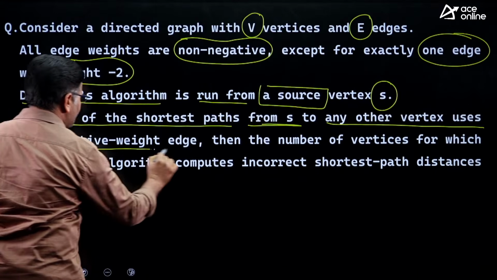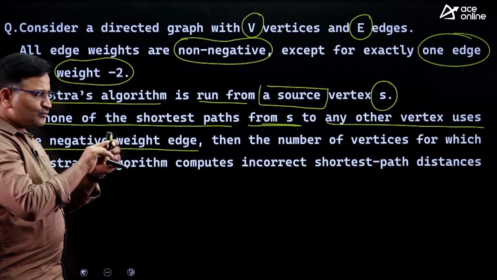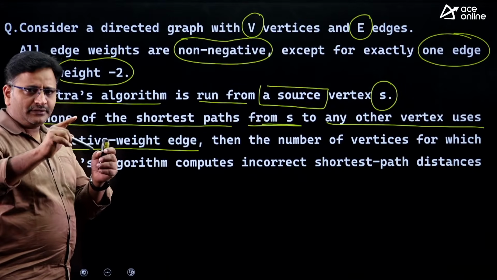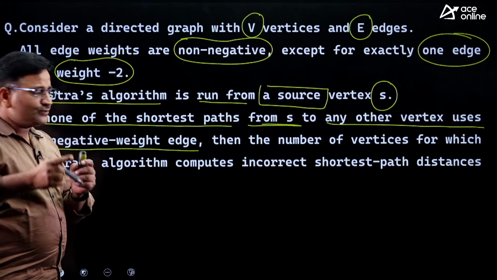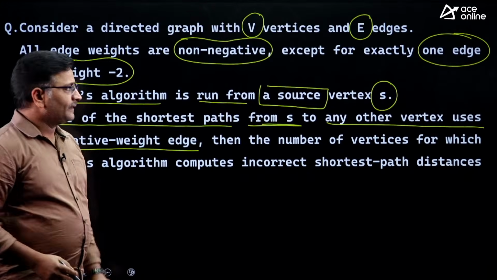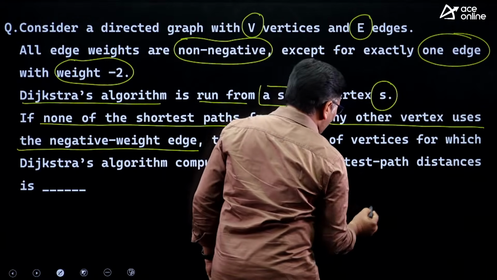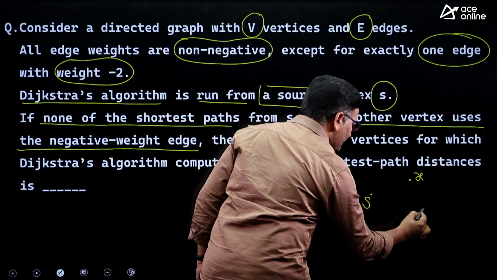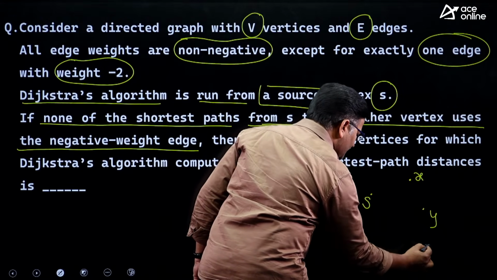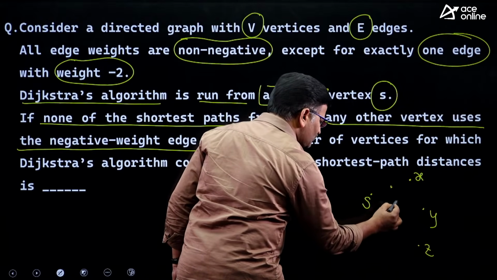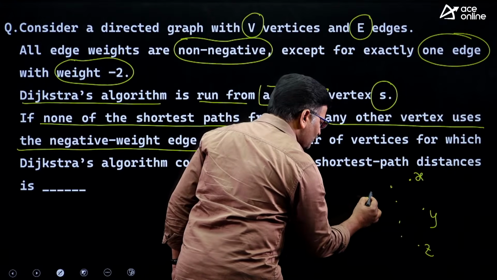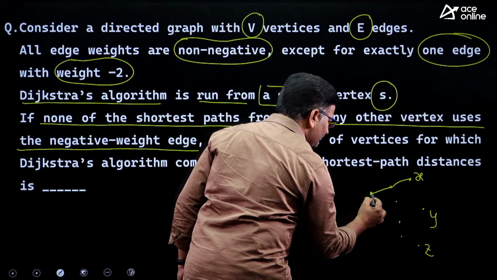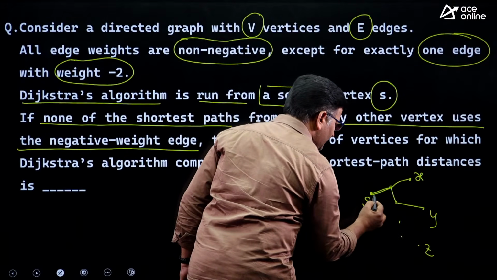uses the negative weight edge, it means that from source to destination none of the shortest paths use the negative weight edge. So its meaning is, for example, you have source vertex S, here we have X, let it be Y, let it be Z, maybe there are intermediate vertices also available. So from source to reach destination, maybe multiple paths are possible. Just imagine like this.